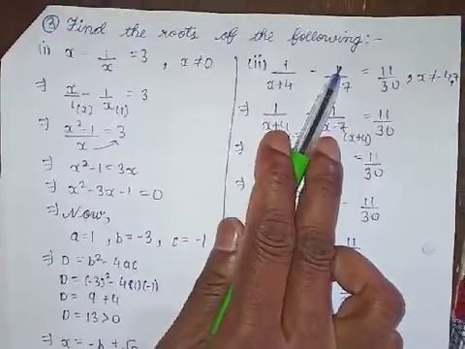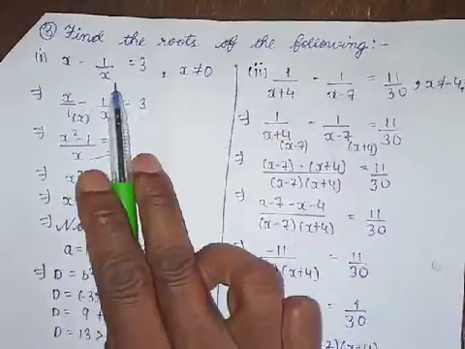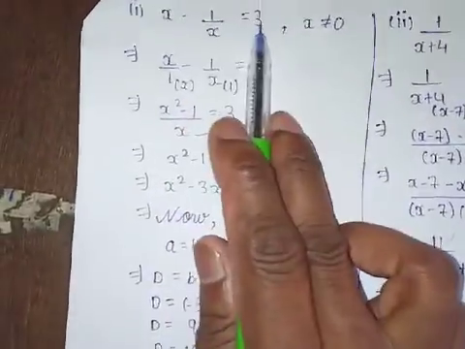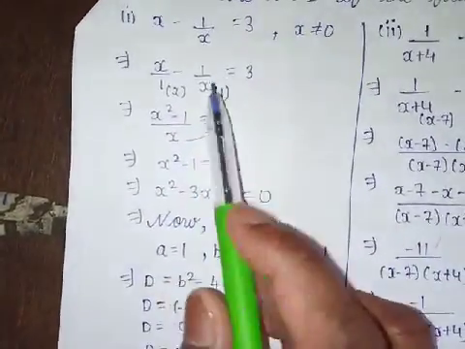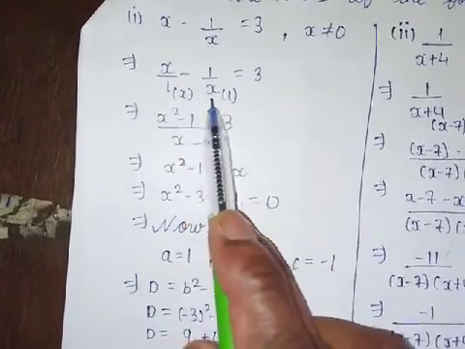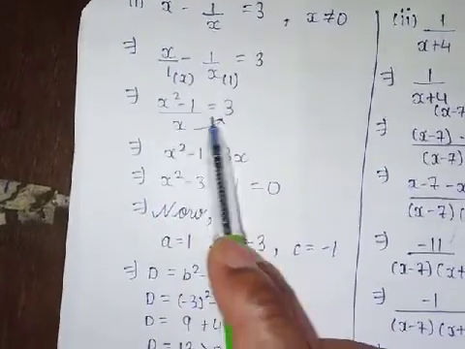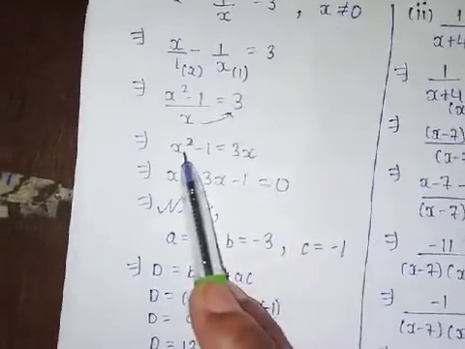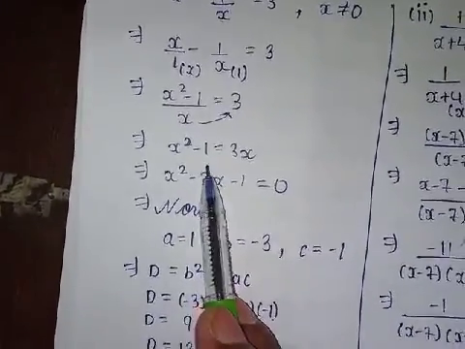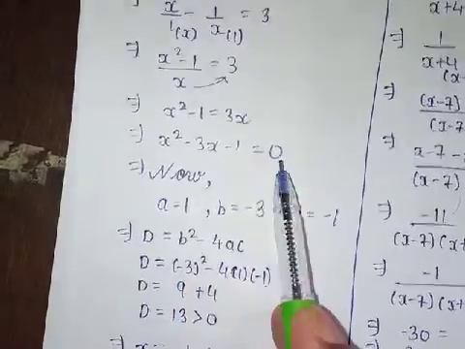What is root of the following means? X and y. The value of x you have to find from here. So x minus 1 upon x is equal to 3. Take LCM. So it will be x square minus 1 upon x is equal to 3. x will move to that side. So x square minus 1 is equal to 3x. 3x will go inside. So x square minus 3x minus 1 is equal to 0.